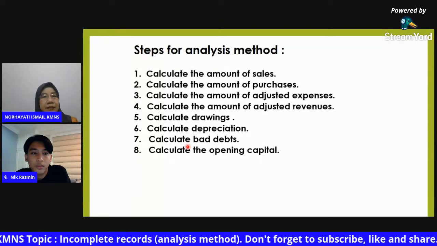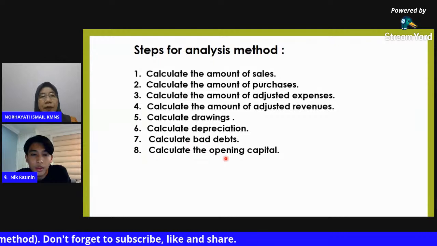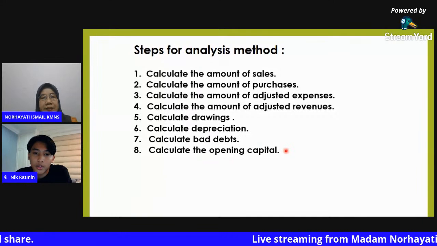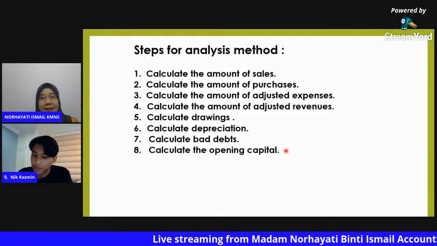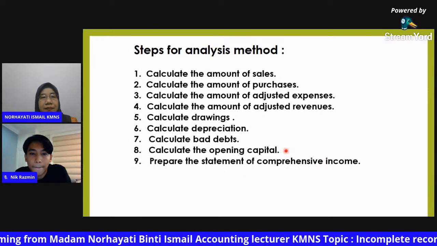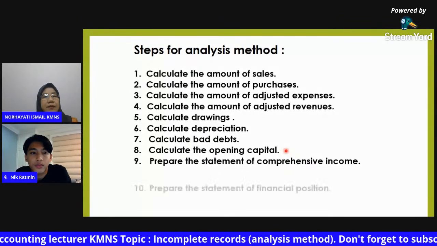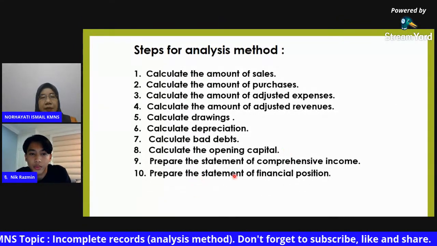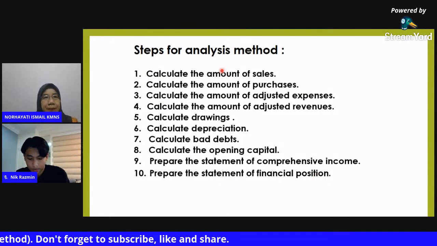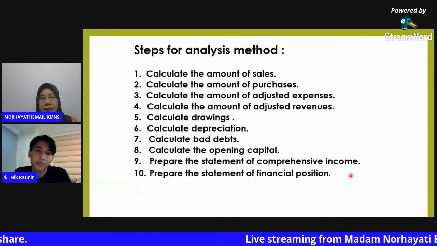Number eight, this one is compulsory for you: calculate the opening capital. We are using the statement of affairs: the total assets less the total liabilities. Number nine, prepare the comprehensive income statement. You also have to prepare the statement of financial position. So there are 10 steps that you have to analyze.